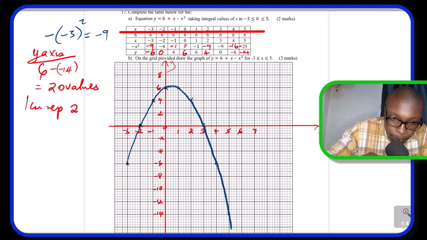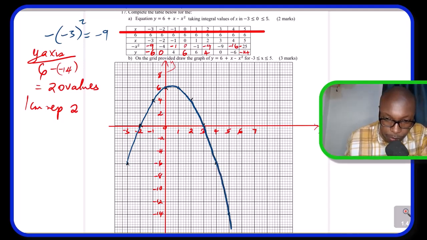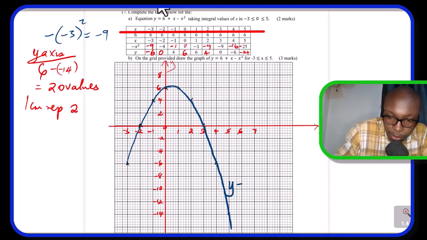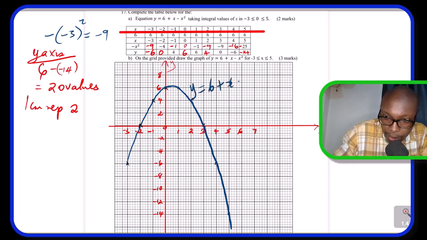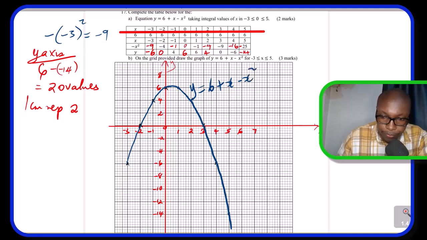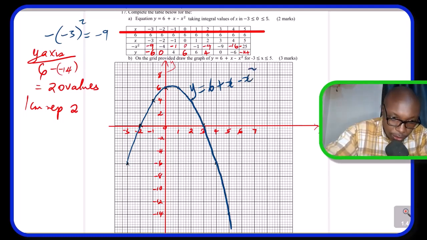try to draw that the best way I'll be able to do it. So after that, you can write y, this is the function, y is equals to, write the equation of that curve, y is equals to 6 plus x subtract x squared. Now after doing that, you can go to the next question.